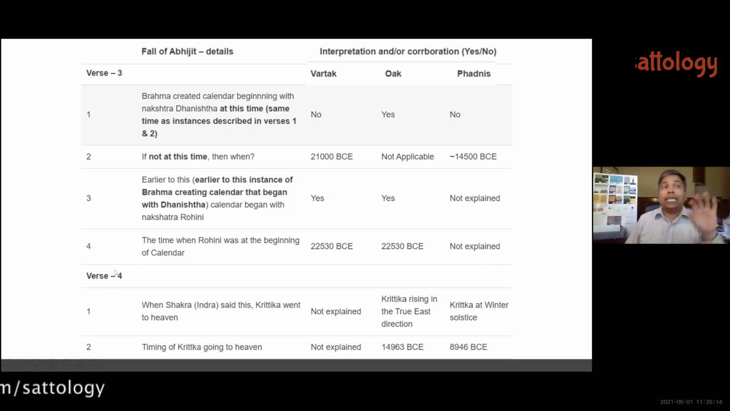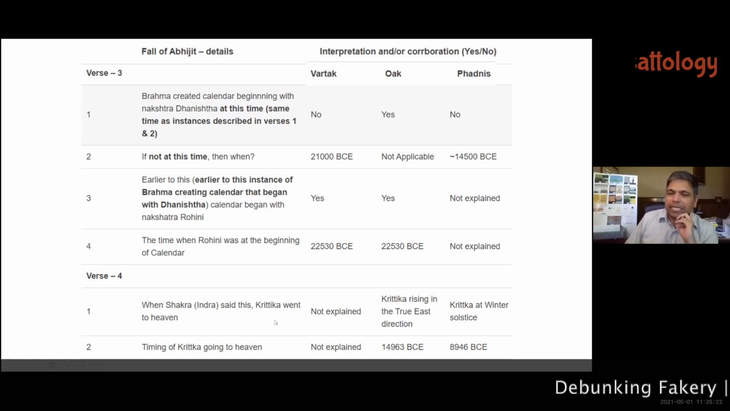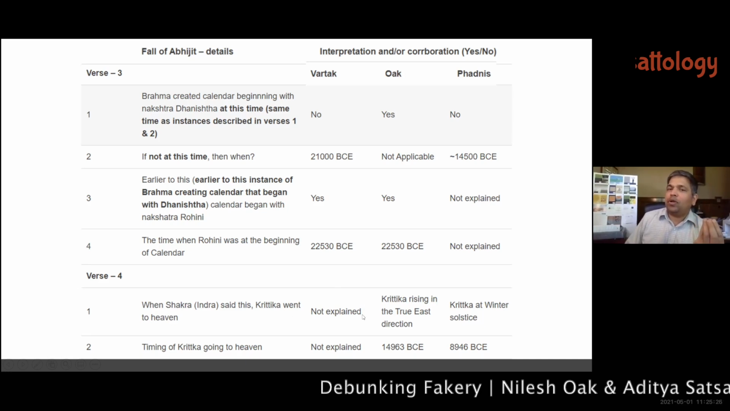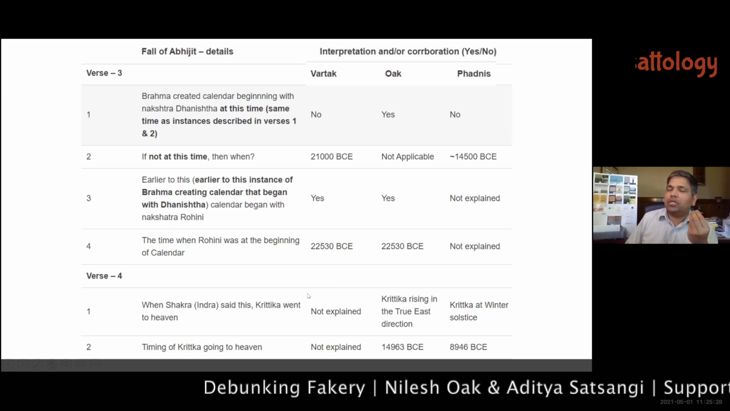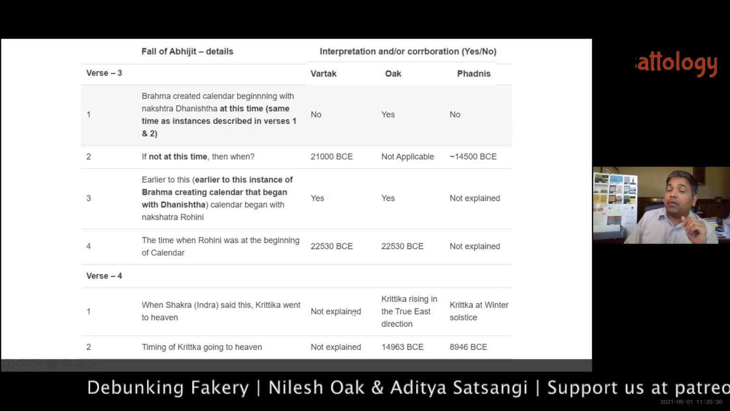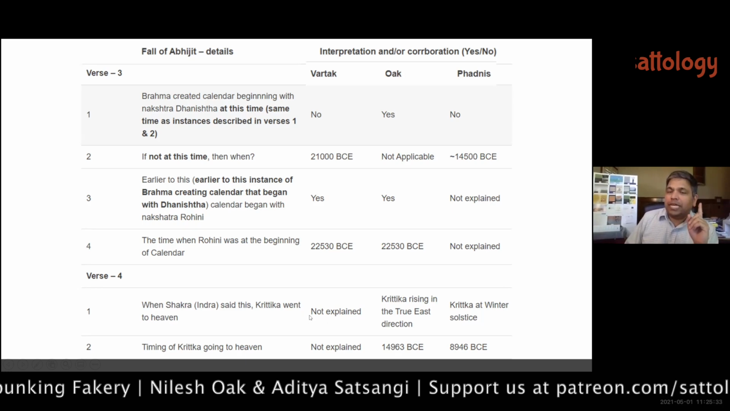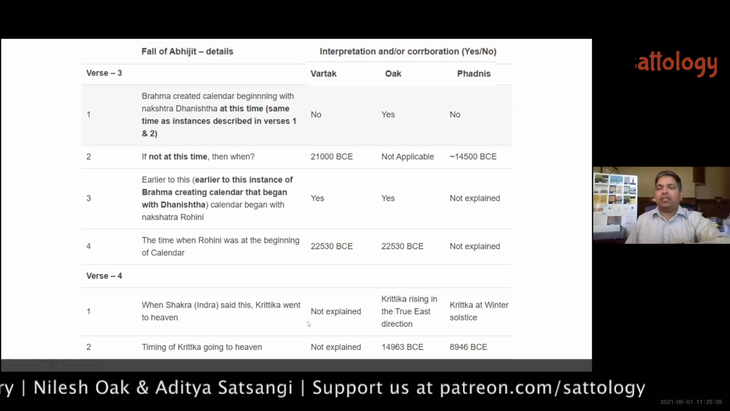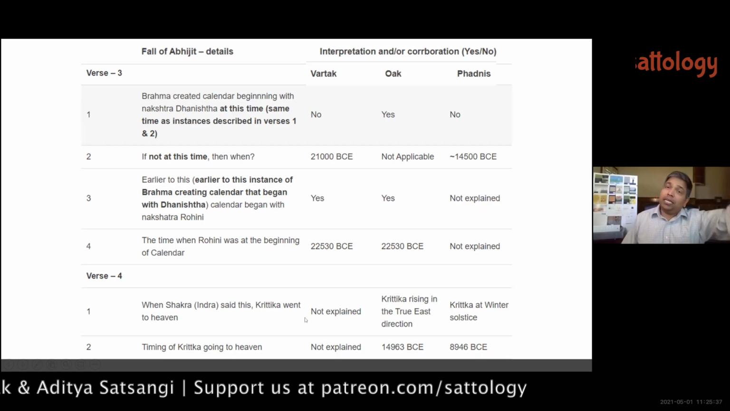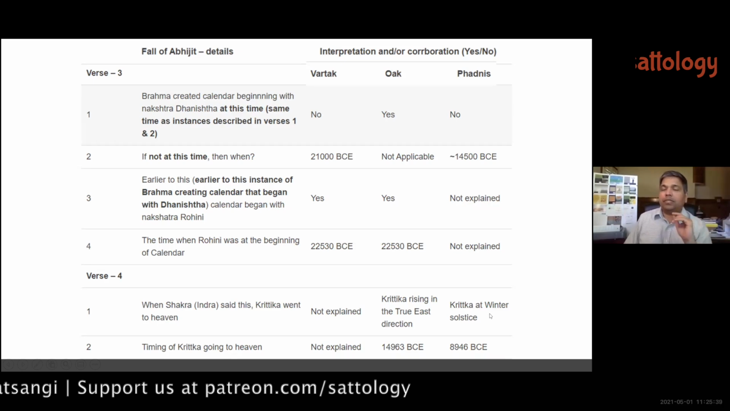Verse 4, the Krittikas going to heaven, Krittika going to Tridivam. When Shakra Indra said this, Krittika went to heaven. That's a kind of generic translation. What is the meaning of it? Vartak cannot provide this at any time, whether 21,000 or 13,000. Because Vartak doesn't believe it's 13,000. Okay, the Abhijit fell in 13,000, but Krittika he's saying 21,000, 23,000.